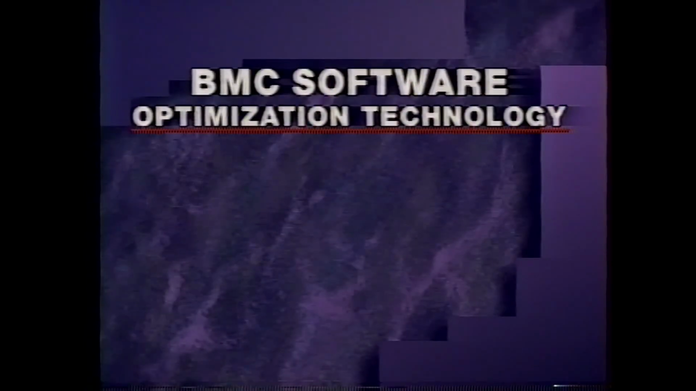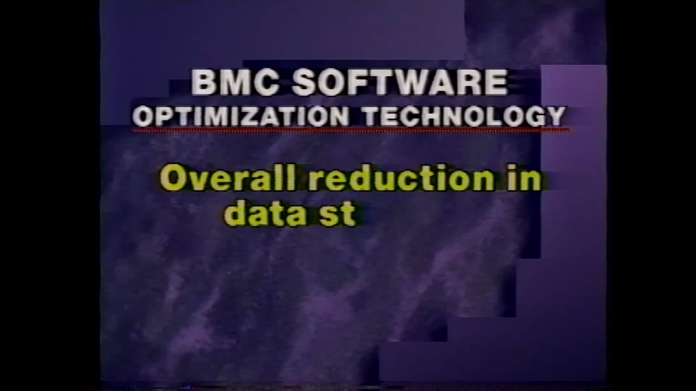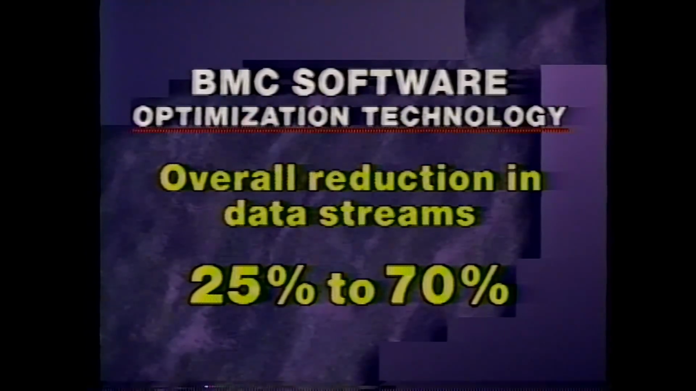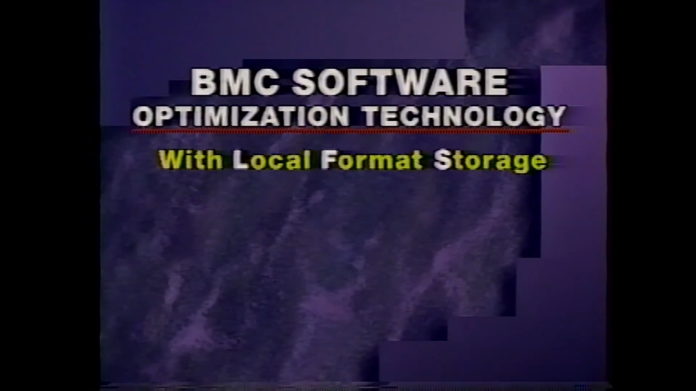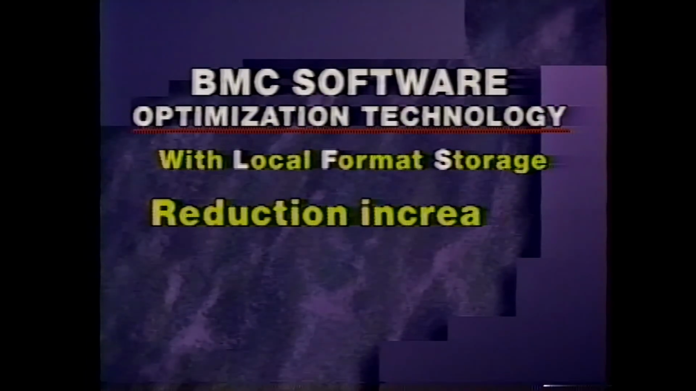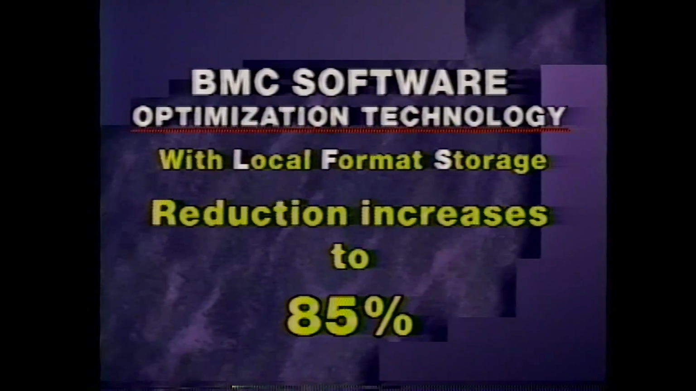Now you can finally take advantage of that special 3174 storage feature, and what that means to you is substantial savings in terms of both time and money. So far, we've seen BMC's optimization technology advance from an overall reduction in data streams from 25% to 70%. With local format storage, however, the reduction increases even more to an outstanding 85%.